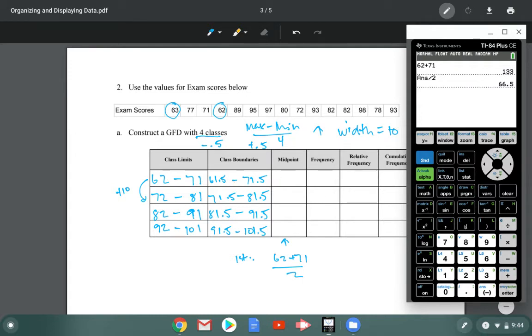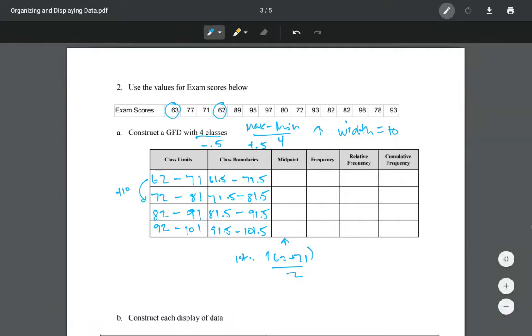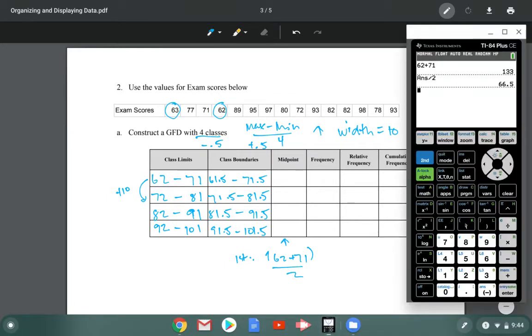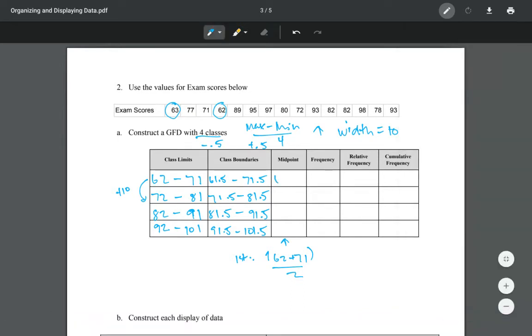So if I do this as one single calculation, I would really want whatever I've got in my numerator in parentheses. Let me grab my calculator again. So I'd really want that in parentheses. So I'm going to do class boundaries instead, though. So 61.5 plus 71.5, close parentheses, divided by 2. And I end up with that same midpoint. So it doesn't matter if you use the limits or the boundaries to get those midpoints. So 66.5 is my first midpoint. So 66.5.